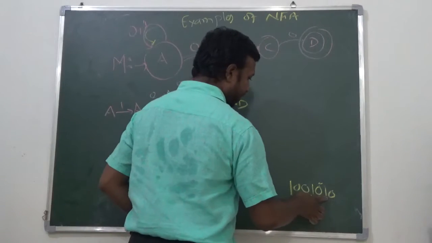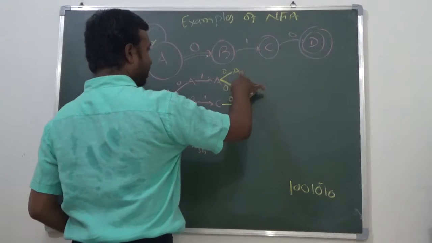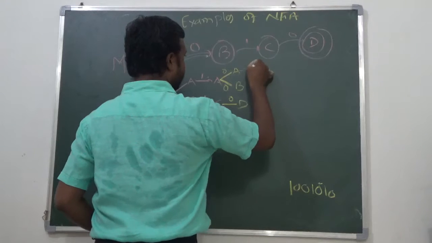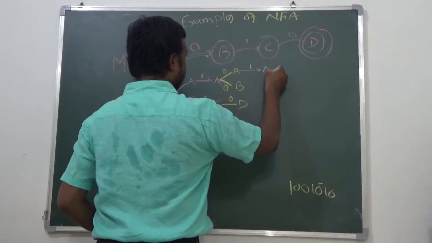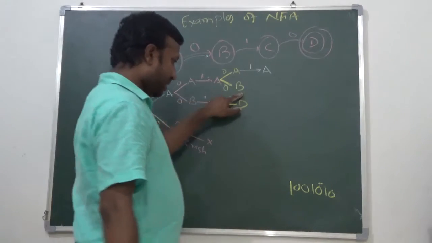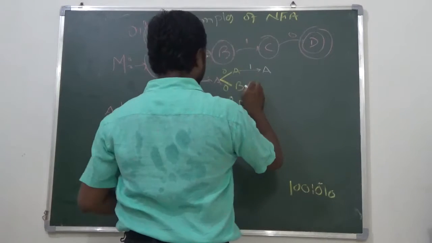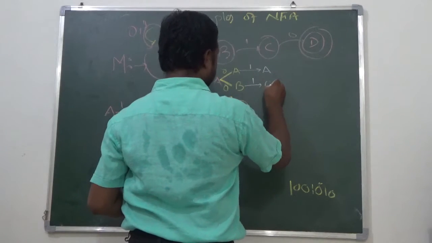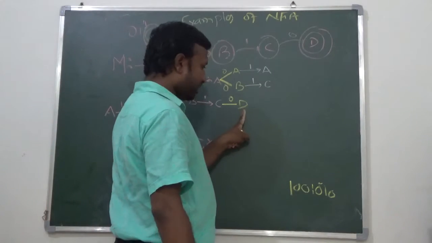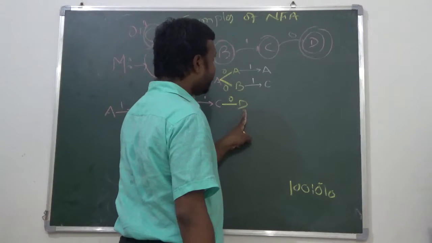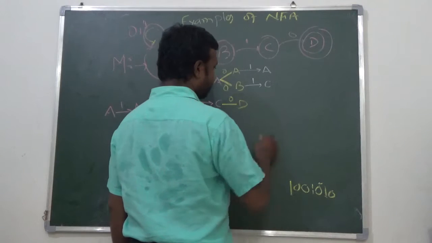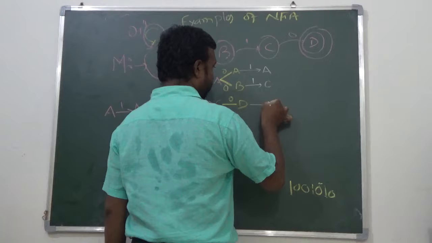Now it is time to process this 1. If the machine has already decided to stay in A, there is no confusion. The machine will stay in the state A. But if the machine has already decided to stay in the state B, then by processing this 1, there is no confusion. The machine will go to the state C, right? But if the machine has already decided to stay in the state D, then by processing this 1, the machine goes to the crash.